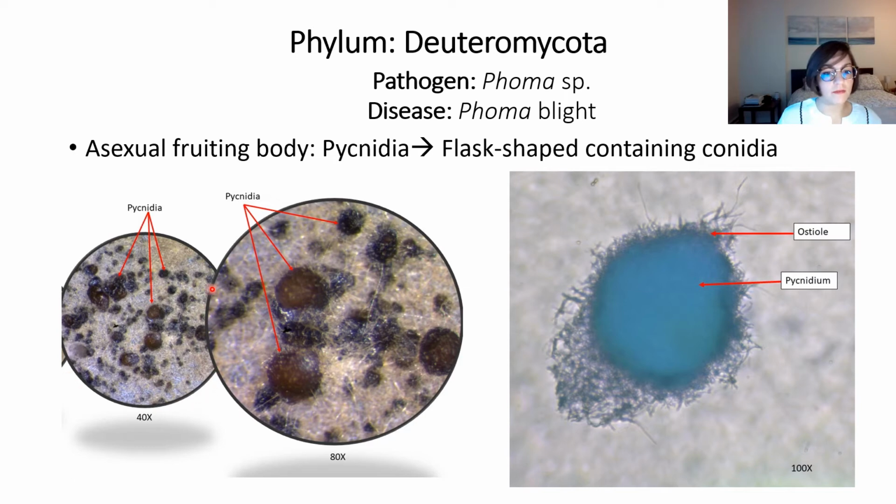And here we have a photograph with the stereoscope of a culture of Phoma in an agar plate. This is how the pycnidia look in the petri dish.